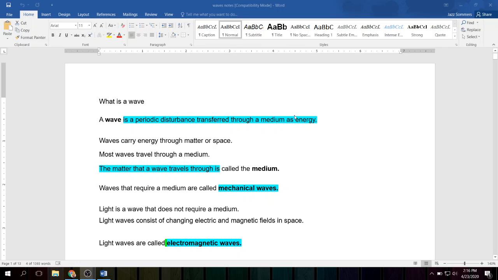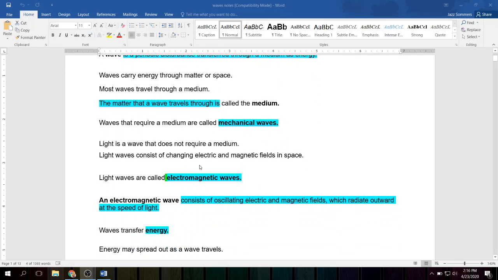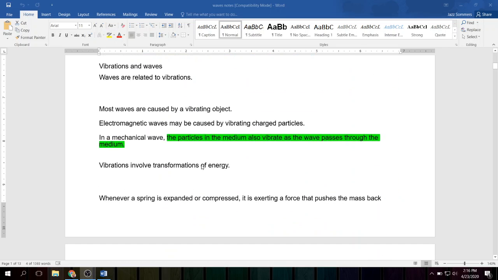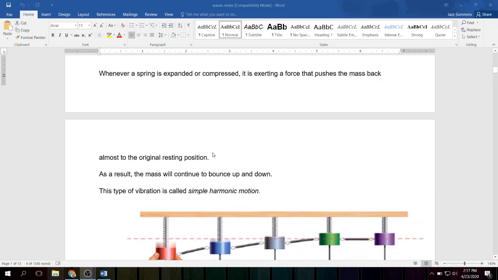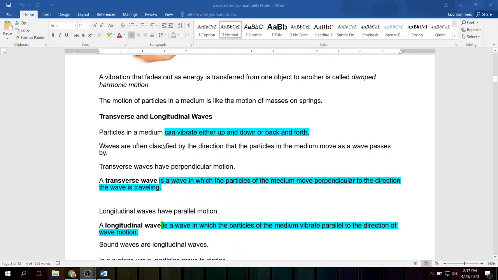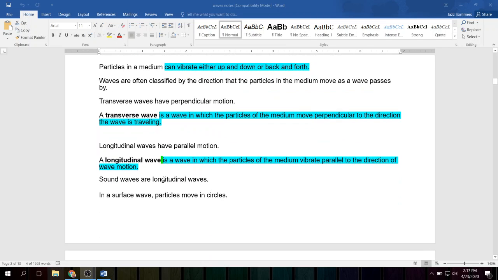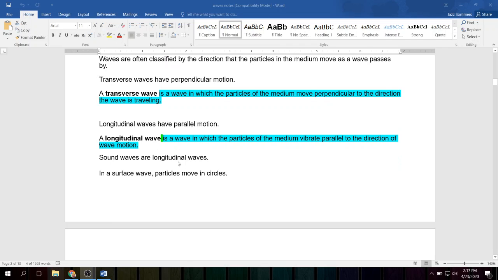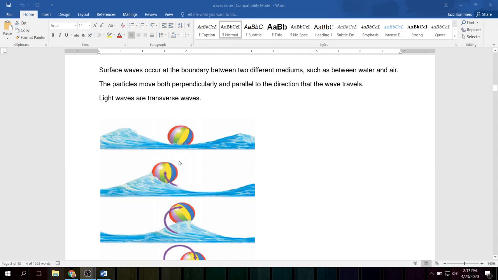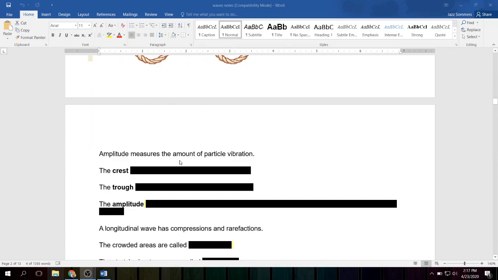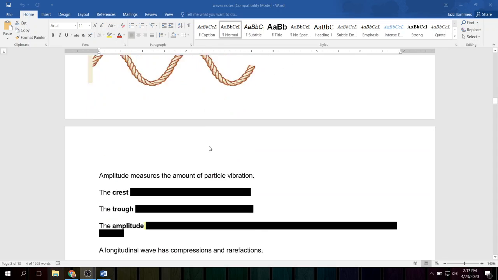Hello, my friends. Last time we were talking about waves, and we learned what a wave is and the types of waves, mechanical and electromagnetic. We talked a little bit about how waves are caused by vibrations, and how the medium can vibrate either up and down or back and forth. I'm sorry, a transverse wave is up and down, and a longitudinal wave is one where the particles vibrate in the direction of the wave. And today we get into what a wave looks like and what the parts of a wave are.